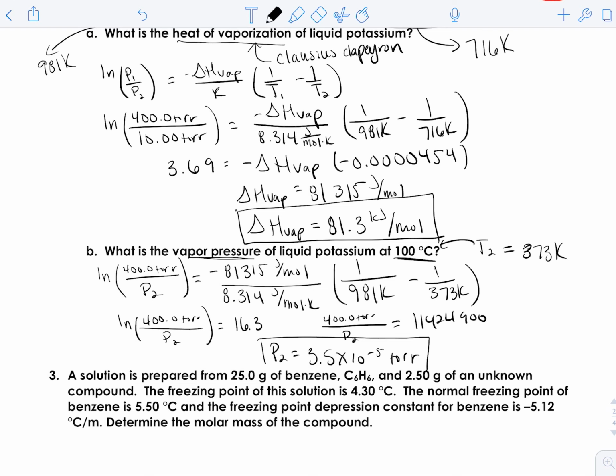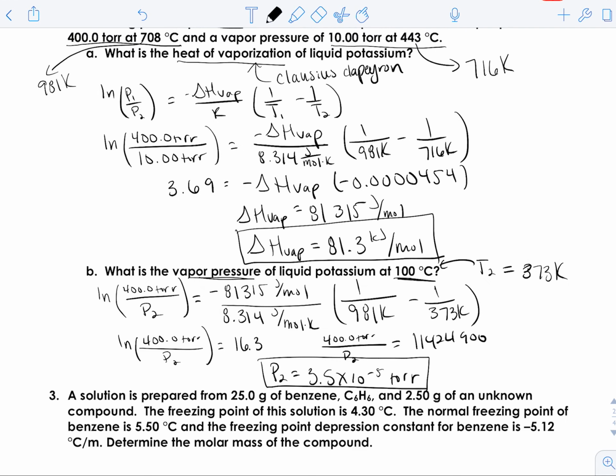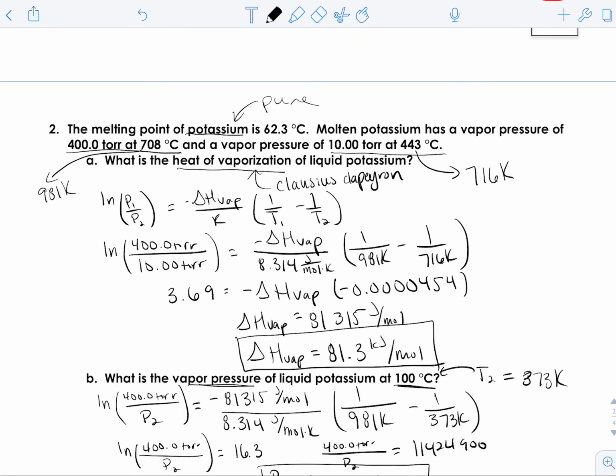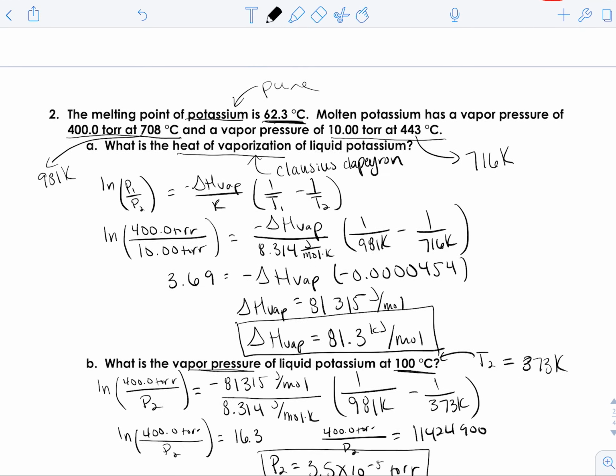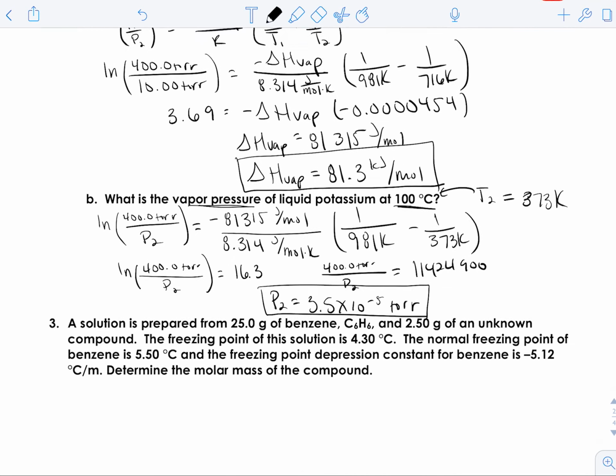Very, very small value. And this should make sense because we're looking at vapor pressure at 100 degrees Celsius, which is very, very close to our melting point. So we are not very liquid, or we just reached a liquid point. So there's probably not going to be a lot of potassium vapor. Okay.